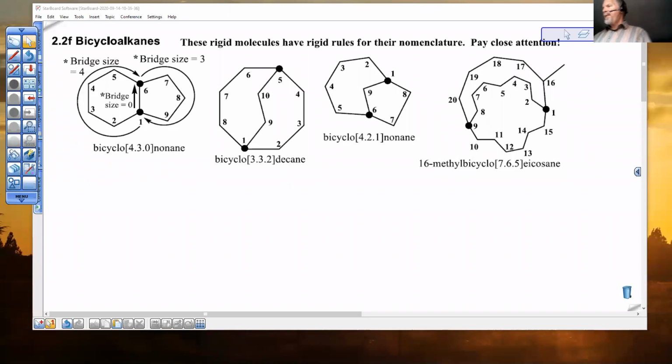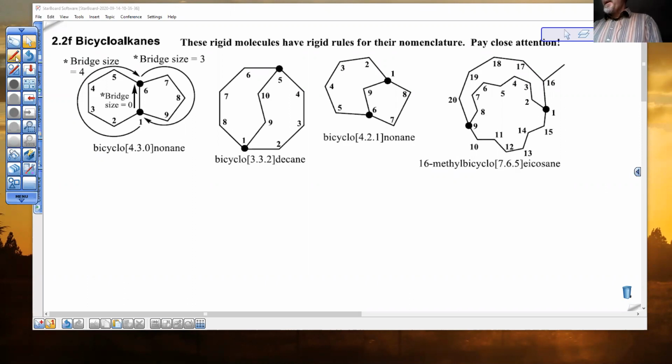Welcome back, and here we go for our final segment. We're going to look at bicycloalkanes. Clearly, they have more than one ring. These big dots here, sadly, they won't be on the test.